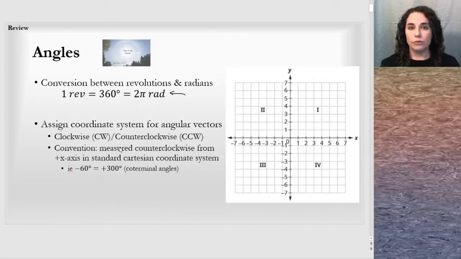Also, we will be moving forward towards angular vectors, which inherently necessitate the assigning of a coordinate system so that we know which direction is a positive motion and which direction is a negative motion in circular motion when something is moving clockwise or counterclockwise. And I will show this as we move along.